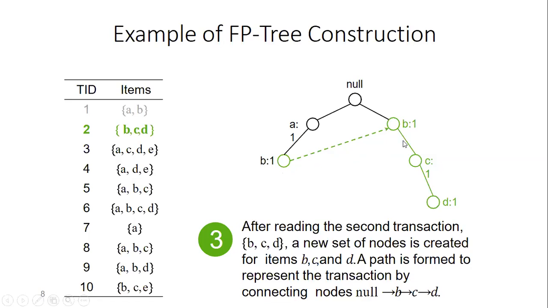Totally we are getting the count 2. Even though we are not showing it in a single branch, the count is 2. This pointer will be keeping the count of 2. So this is the second transaction. We will be generating the tree partially, transaction by transaction. Next we move on to the third.